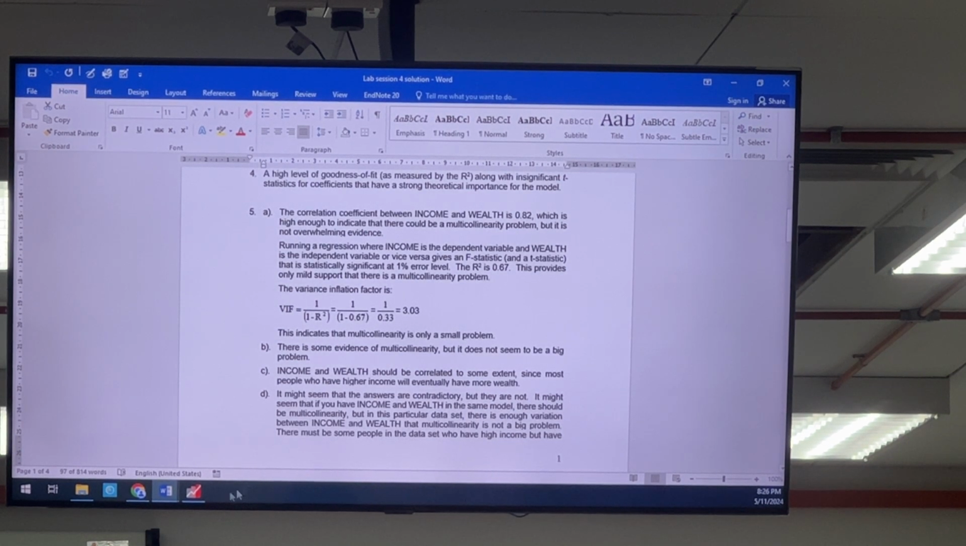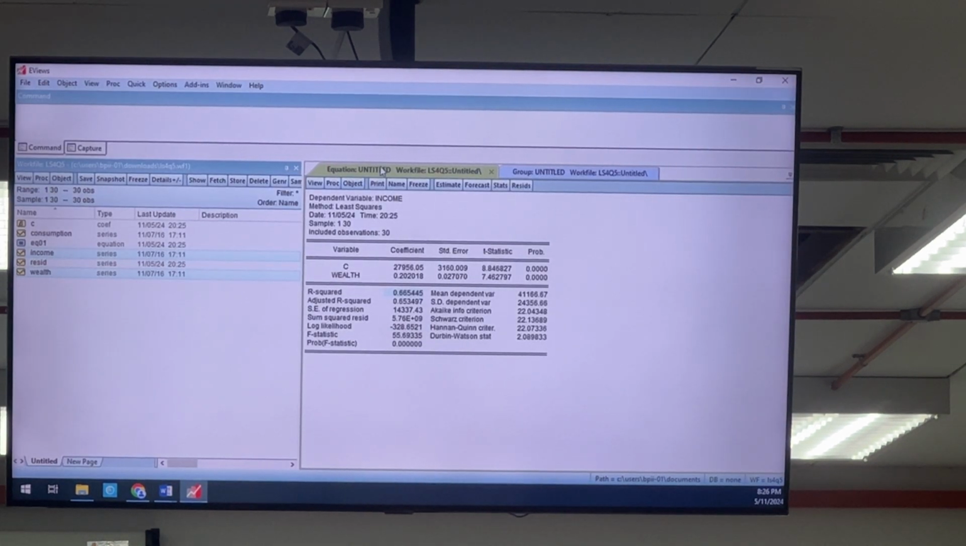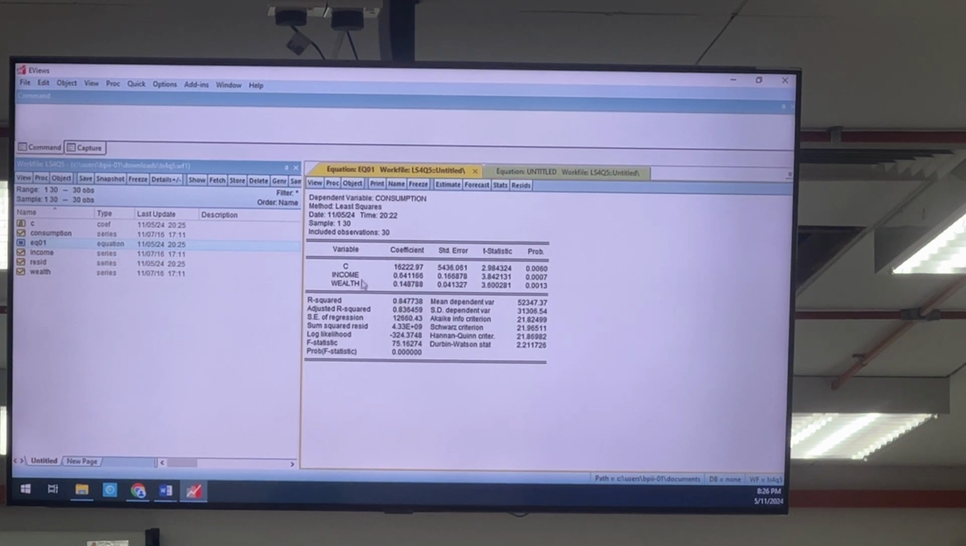It is supported by the estimate. So the estimate of the model, where's my model? Okay, this one. The estimates have the correct sign as well as being significant. So it means that there is no serious implication of multicollinearity problem, so we can just ignore the problem.